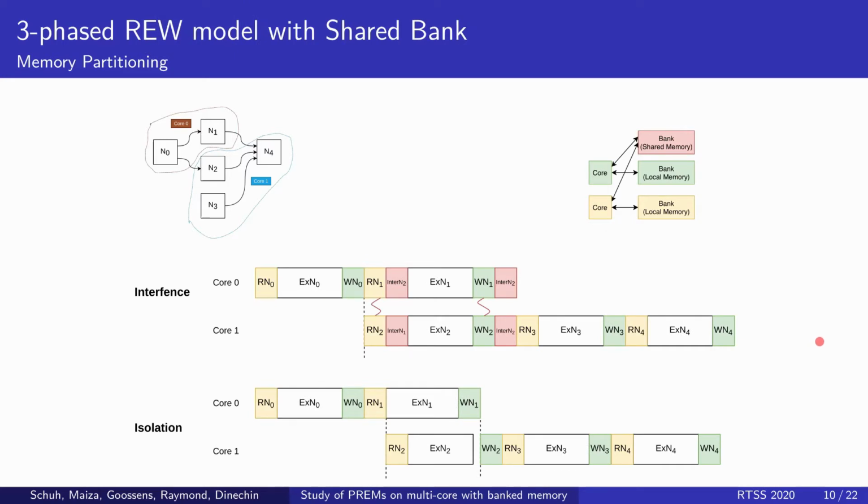For the three-phase model, we have the same behavior, only now we have a global banked shared memory, and we possibly have interference from any read or write operation that targets the memory. So here we can see that we have interference when the read phases of nodes N1 and N2 happen, and also on the write phases. And the same thing for implemented isolation, we delay the start of one of them up until the end of the other, so we don't have any memory phases happening in parallel in multiple cores at the same time.